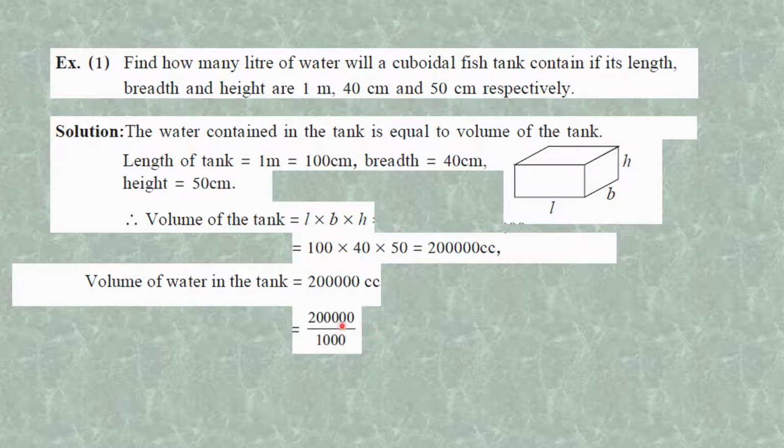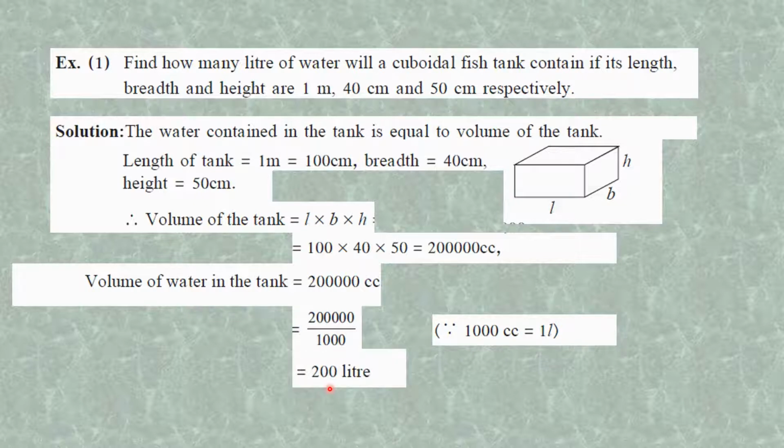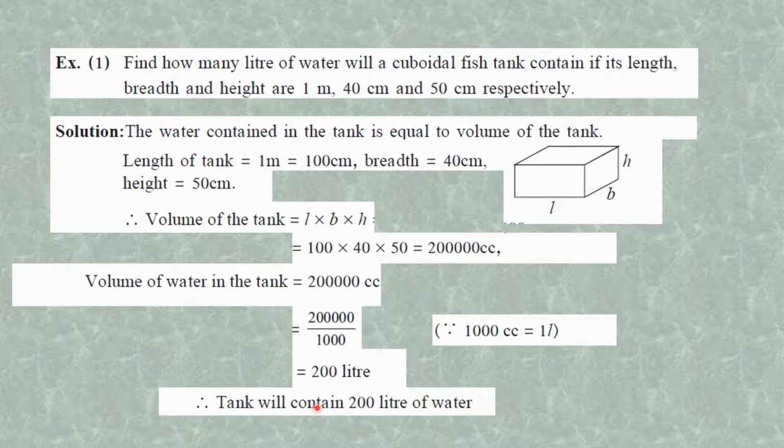To do that, we just divide 2 lakh by 1000. As we know, 1000 cubic centimeters can fit 1 liter of water. So 2 lakh cc will fit 2 lakh divided by 1000, that is 200 liters of water. So in this cuboidal fish tank, we can fit 200 liters of water. So the tank will contain 200 liters of water.